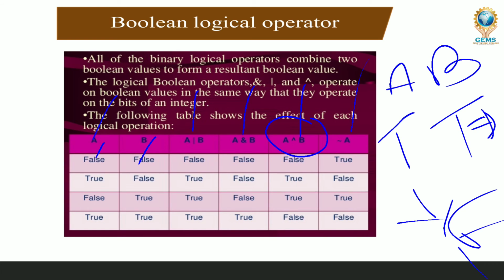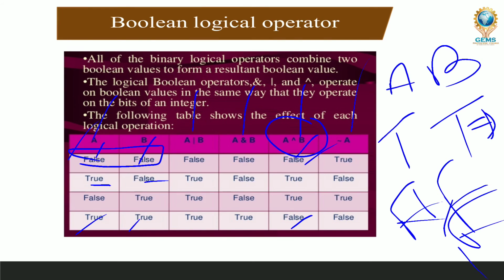In the XOR operator, false, false gives false. When both are true, again false. Both are true, then it will be false. Both are false, then it will be false. But one true, one false is true. One false, one true is true. What you are seeing here: A false and B false, then the XOR operator gives false. One true, one false is true. One false, one true is true, and both true is false.